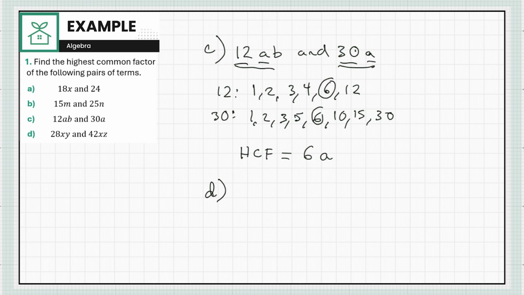Let's look at D. So for D, we have 28xy and 42xz. Now in these, both share a common pronumeral, so we'll add that on at the end once we've found out the highest common factor of our two coefficients.